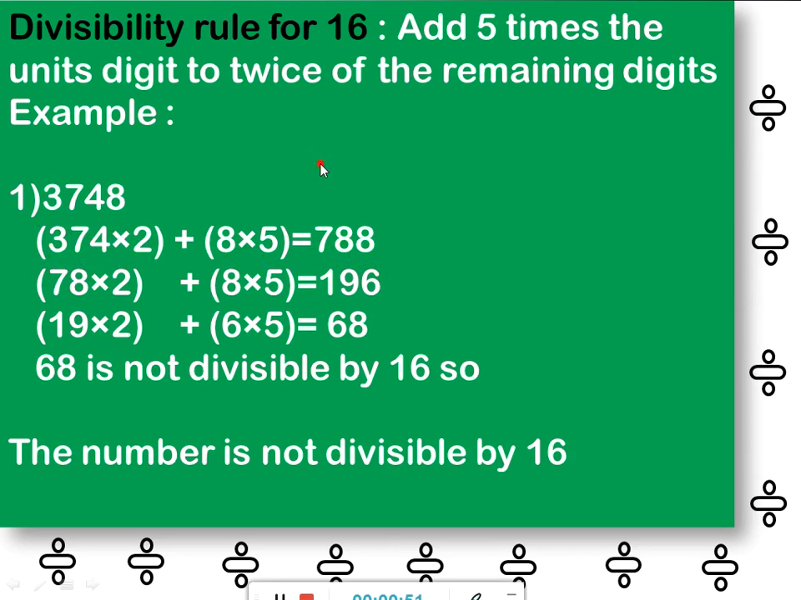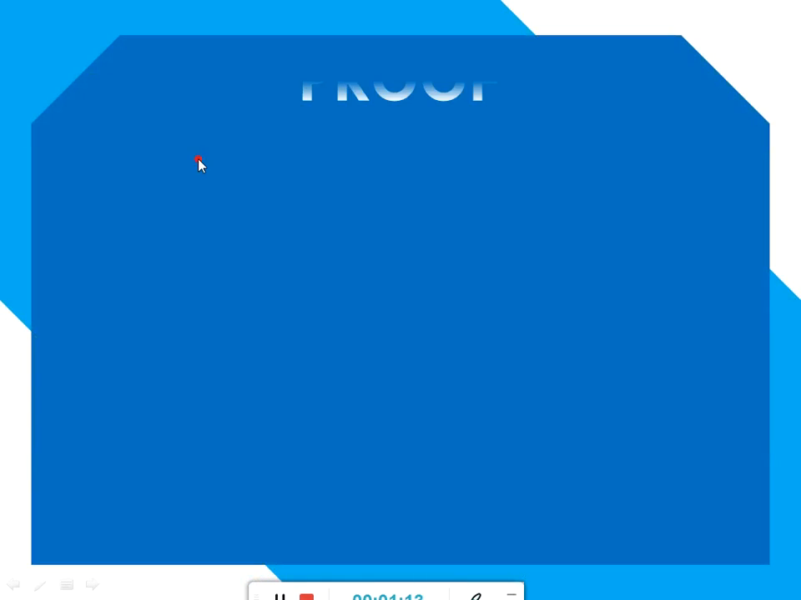As you can see, the number over here has drastically decreased. After repeating this process a few times, I got the number 68, and I can say that it is not divisible by 16 by just looking at it. So 68 is not divisible by 16, and so the number is not divisible by 16. Now let's see how this works, the proof.